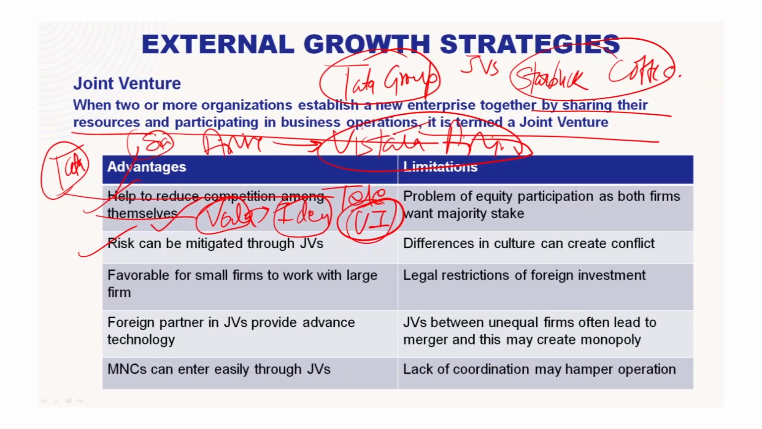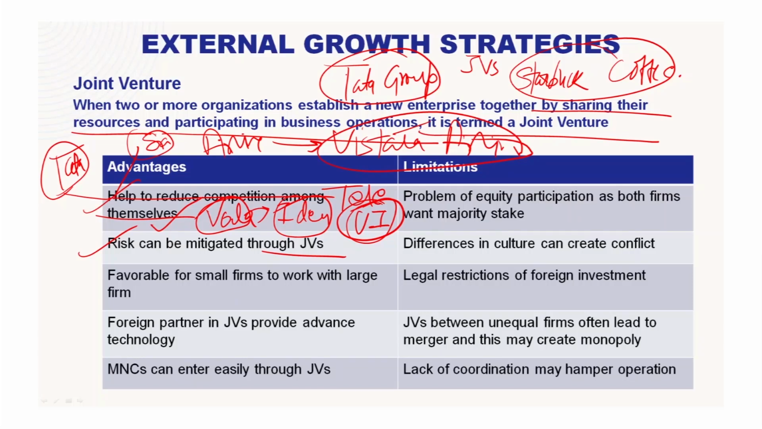Risk can be mitigated through the joint venture. If two companies are performing the business together, they have advantages with respect to lowering the risk and the uncertainty, because both companies bring some resources and some expertise. So you will see the integration of the resources, and ultimately the chances of any kind of risk will be lower. So the joint venture also helps in mitigating the risk of the organization.